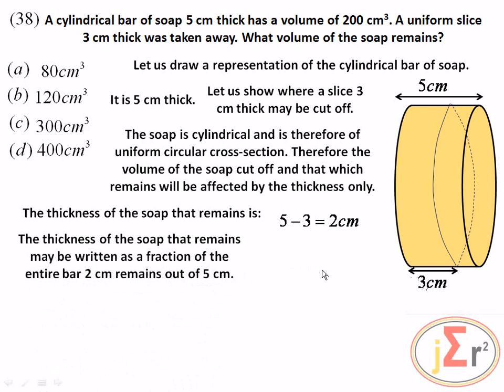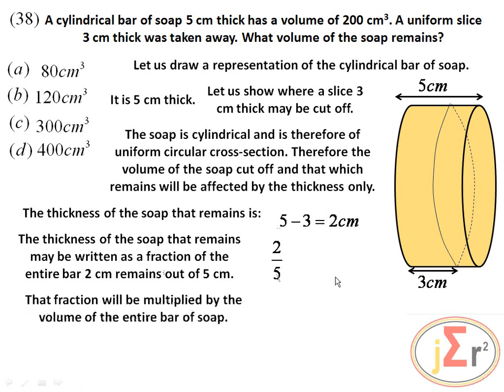The thickness of the soap that remains may be written as a fraction of the entire bar. 2 centimeters remains out of 5 centimeters. So 2 out of 5, 2 out of 5 of the entire volume. That fraction will be multiplied by the volume of the entire bar of soap.